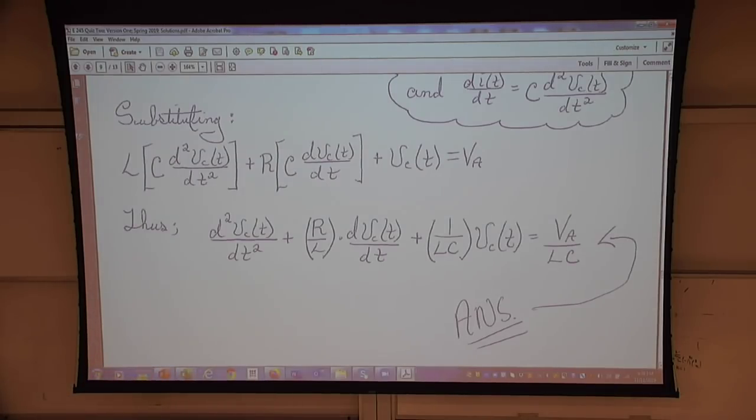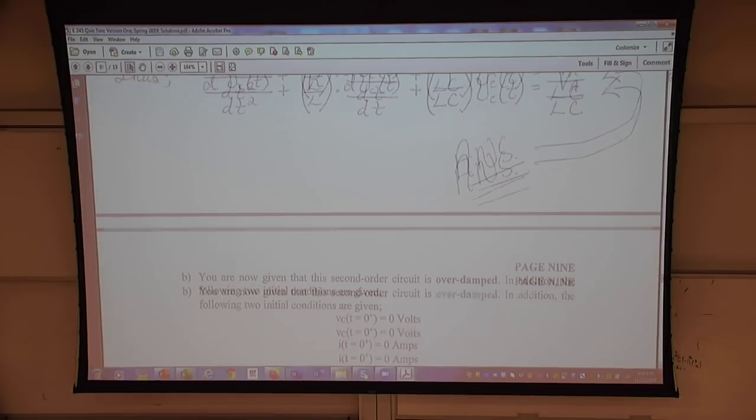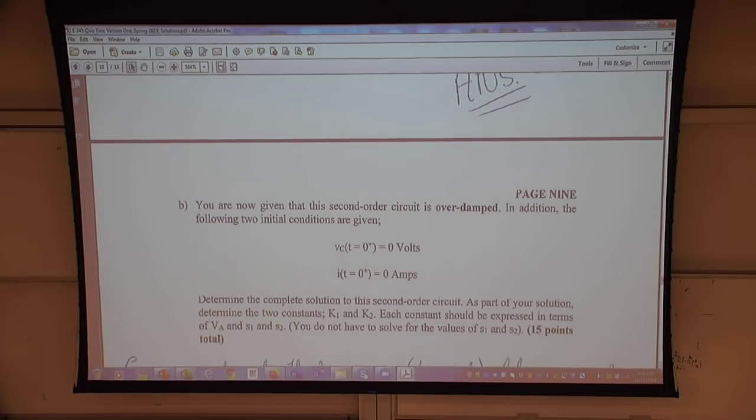So part B says, all right, you are now given that the second order circuit is overdamped. Help me out. What does that mean? Overdamped. Yes. Close. Zeta is greater than 1. Zeta equals 1 is the break point. Zeta greater than 1, overdamped. Zeta less than 1, underdamped. Okay. Zeta equals 1, critically damped.